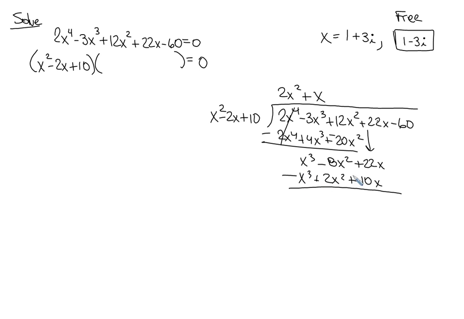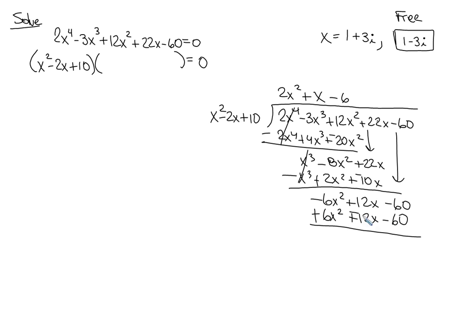Change the signs. Add. Those are gone. Negative 6x squared plus 12x. Bring down the minus 60. And that goes negative 6 times, which is negative 6x squared plus 12x minus 60. And notice that when we change the signs and add, what do we get for a remainder? Which we knew we'd have to get. So if you don't get a 0, you did something wrong along the way.